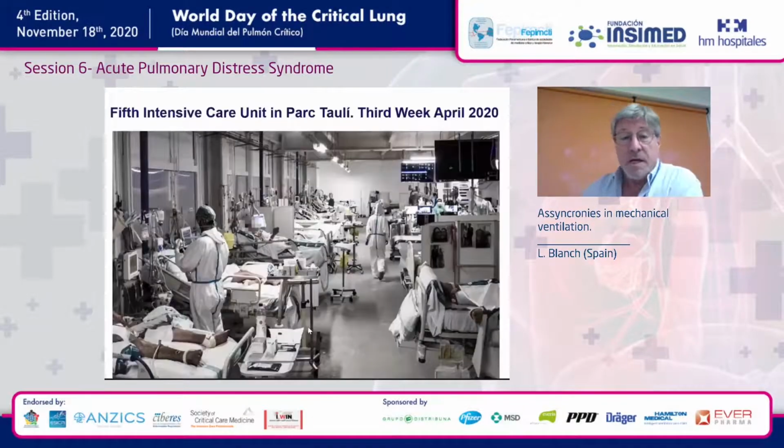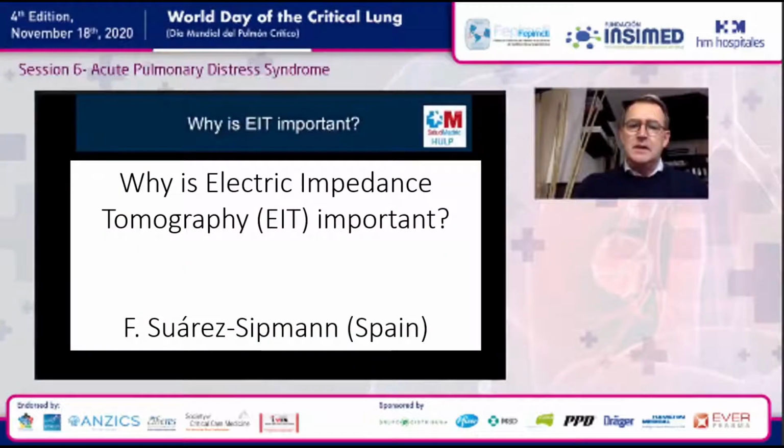And just to finish, this is a picture of our 5th ICU during the first wave of the pandemic. I show this to you here because we built that in 7-8 days, and I would like to thank the professionals, the nurses, all the people that were here, because their work was extraordinary. So my really, really deep recognition to all of them. Thank you very much.